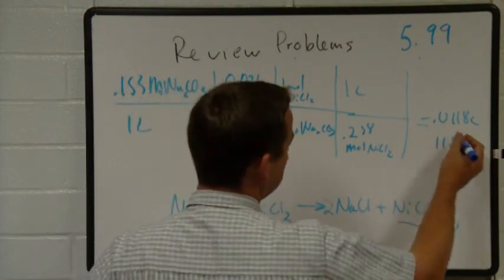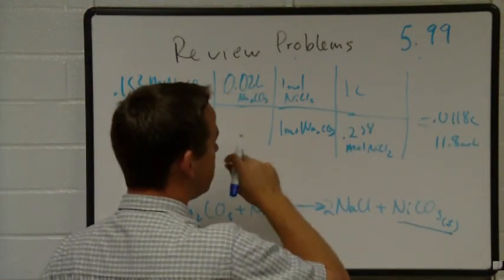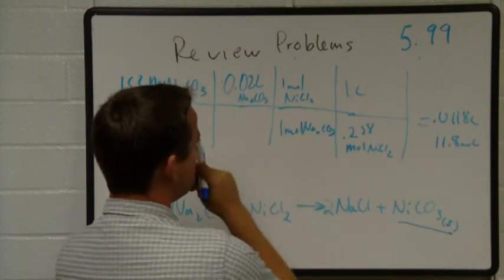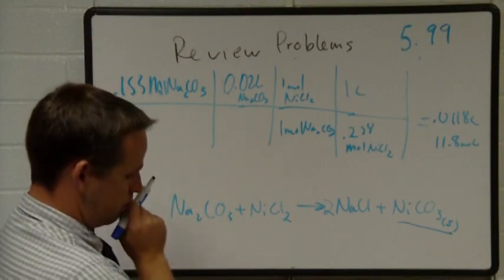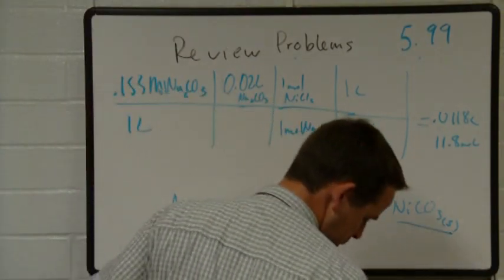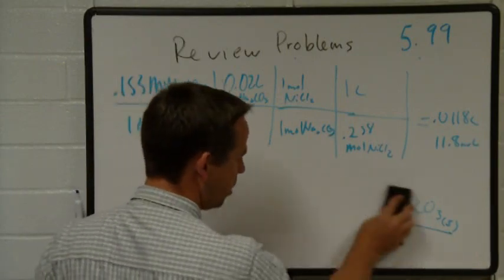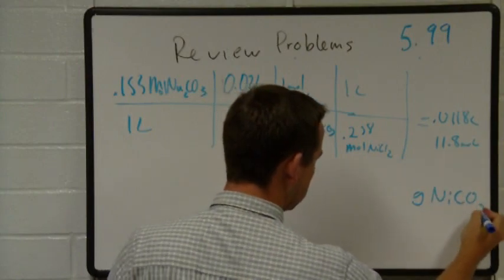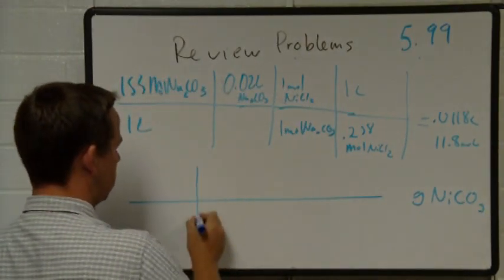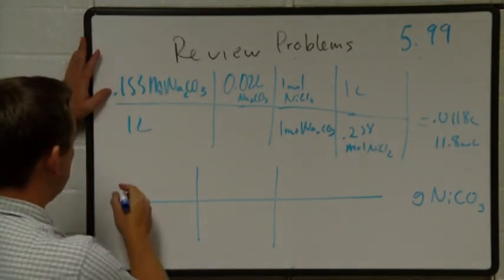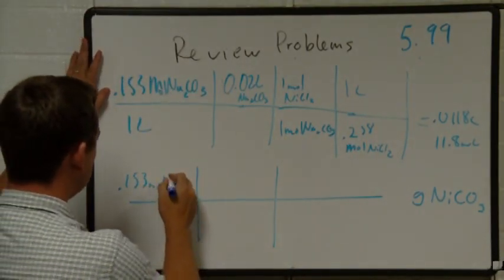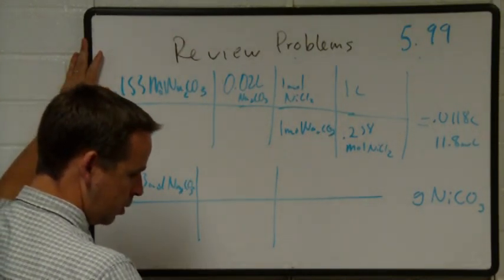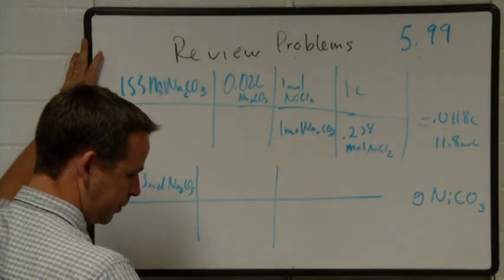Well, if this is how many moles, let's see, for that one we're looking for how many grams of nickel carbonate. And if we had 0.153 moles of sodium carbonate, and for every mole of sodium carbonate, we're going to get 1 mole of nickel carbonate.